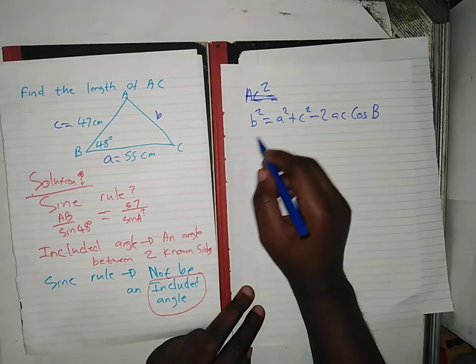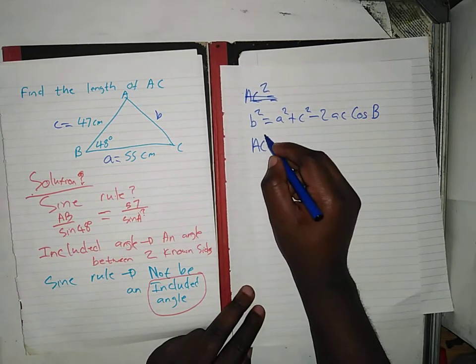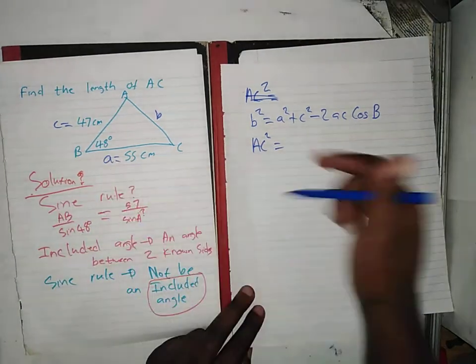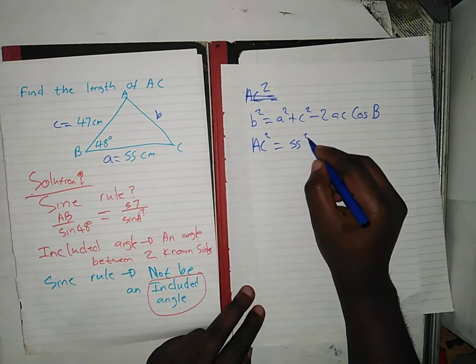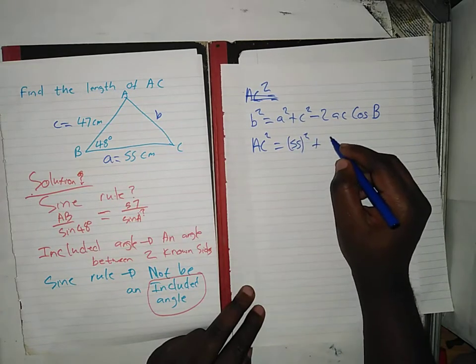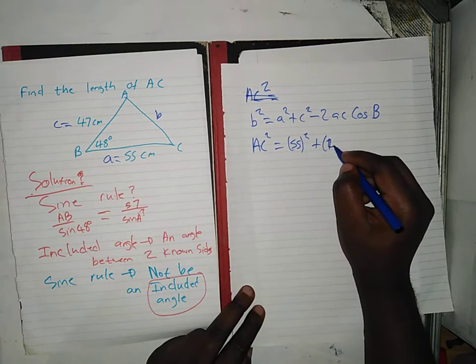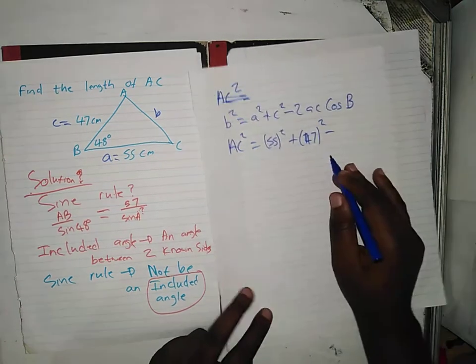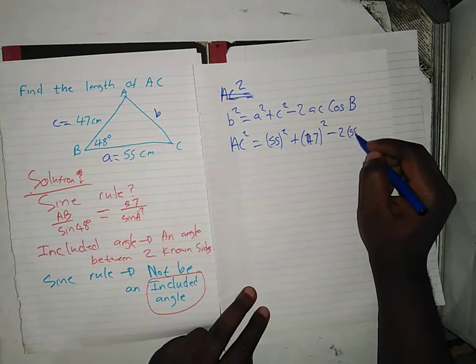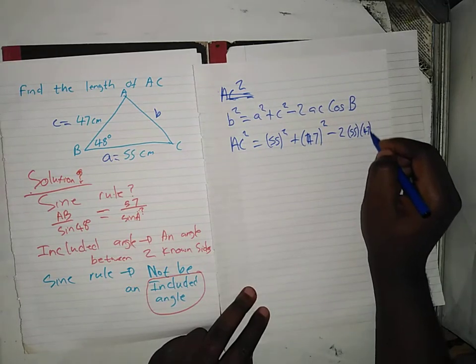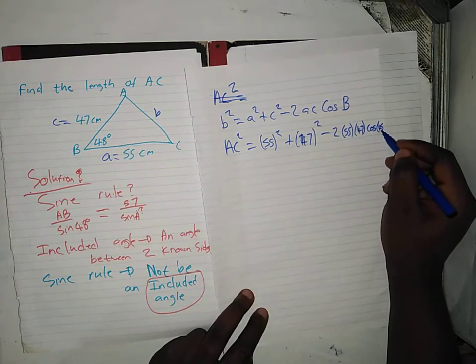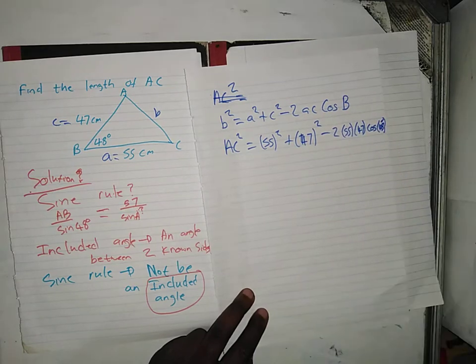And then what is B squared? We do not know what it is, so it's this AC that we're looking for, AC squared, equal to A squared. A squared is 55 squared, so we've got 55 squared plus C squared. C squared is 47 squared, and then minus 2 times 55 times 47, times cos. And which angle do we have here? We had 48 degrees.